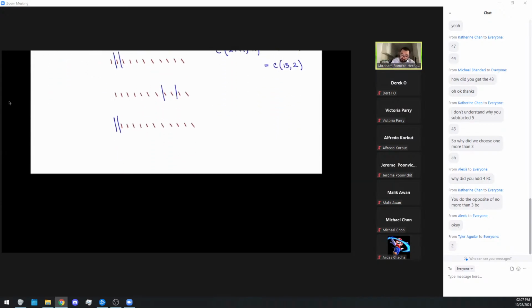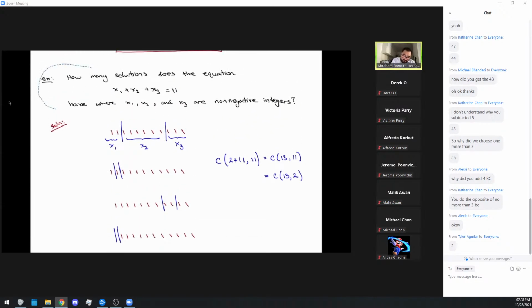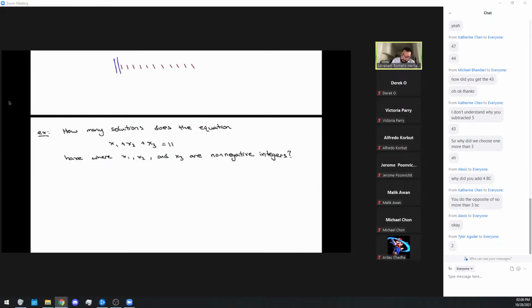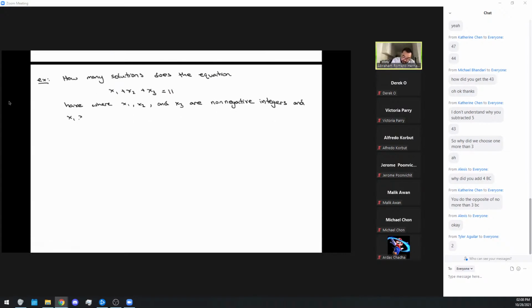Well, what if we have a restriction on it? So the exact same question, but now we have a restriction on it. And here's my restriction. X sub 1 needs to be greater than or equal to 1. X sub 2 needs to be greater than or equal to 2, and x sub 3 needs to be greater than or equal to 3. Okay, so these are my restrictions.